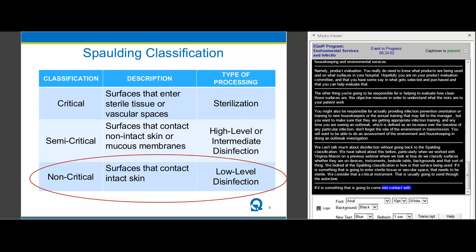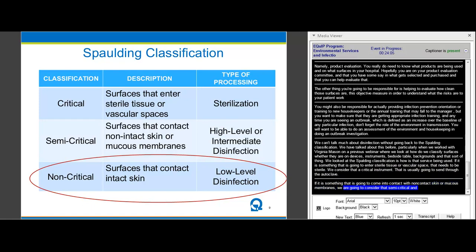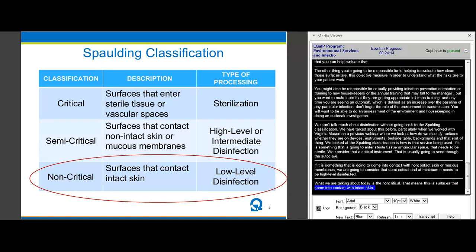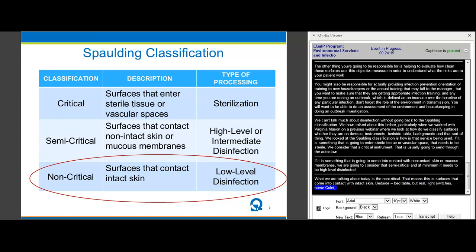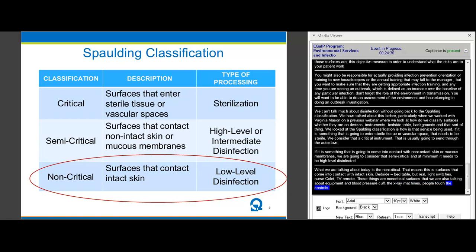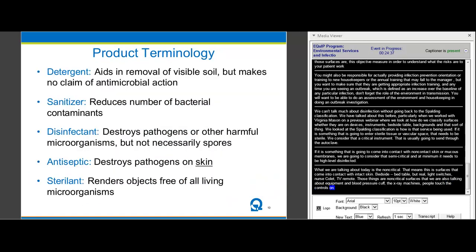Now, what we're talking about today, though, is the non-critical. That means these are surfaces that come into contact with intact skin. So bed tables, bed rails, light switches, nurse call lights, TV remotes, those kinds of things are non-critical surfaces. We're also talking about equipment like blood pressure cuffs, the x-ray machines people touch, the controls on Dynamaps, those kinds of things, any high-touch surface there.